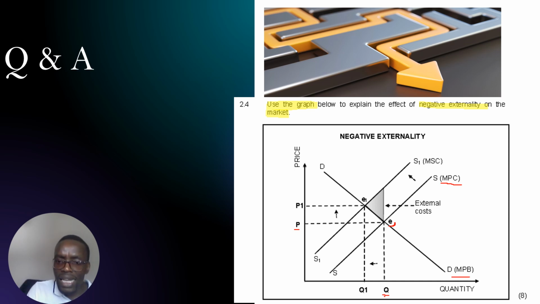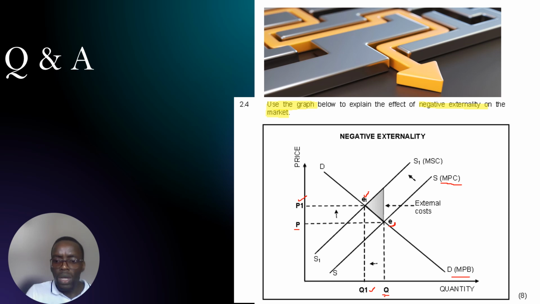Now when external costs, which is the negative externality, are taken into account, we are going to have an increase in the price and the production of those goods is going to go down. It will shift to point E1, creating a new equilibrium point E1. At point E1 there is a higher price, which is now P1, and the quantity produced is going to reduce to quantity Q1.